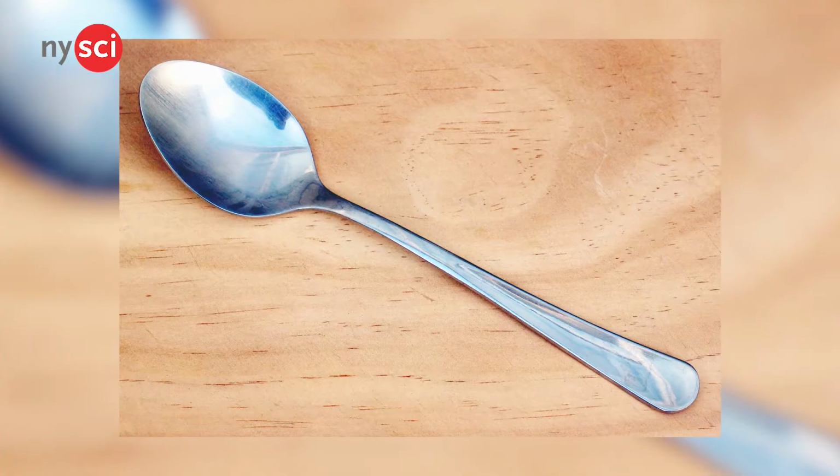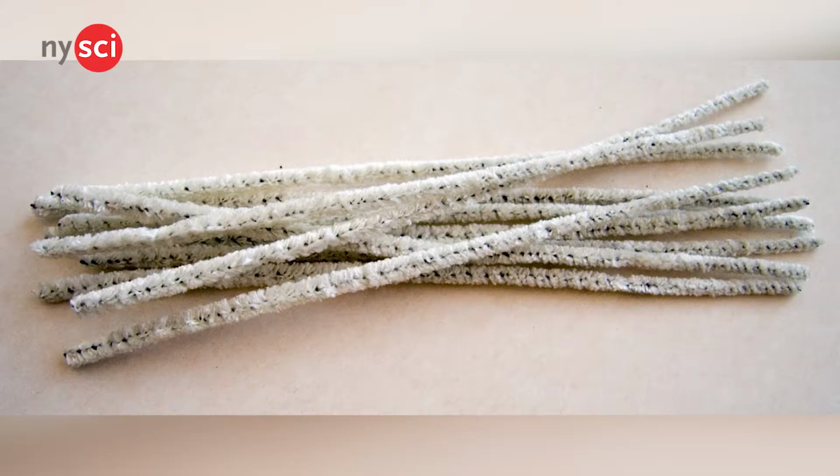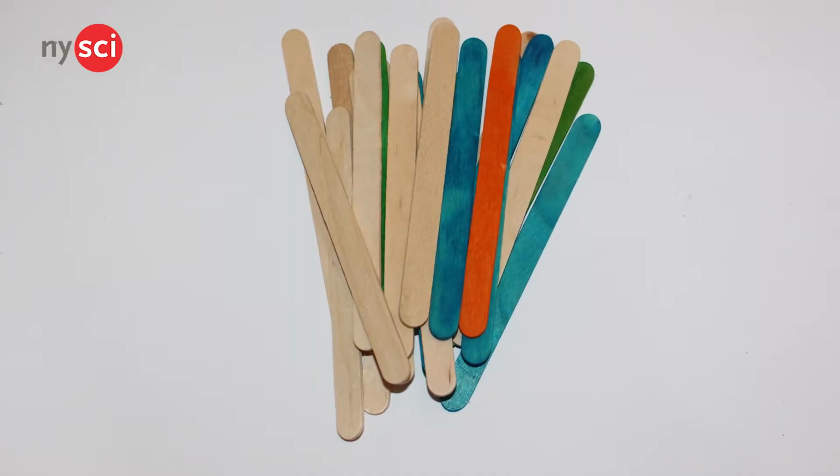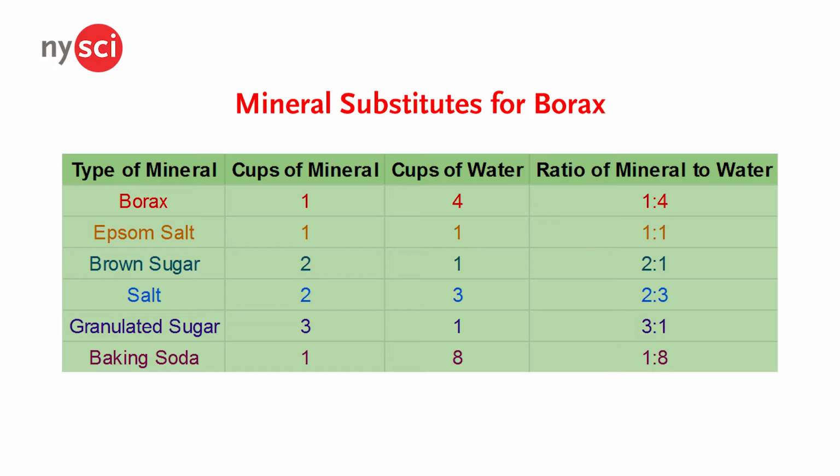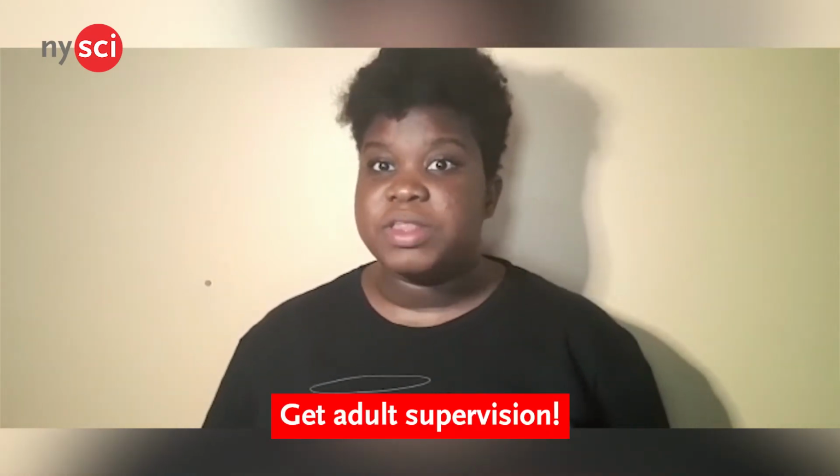Thanks, Anna. The materials needed to grow our crystals are borax, mason jars, spoons, hot water, pom-poms, pipe cleaners, and craft sticks. If you don't have any borax available, you can always substitute it with other minerals. Here's a handy table to show you how. You can also use this chart to help you determine how much water and minerals to use. After you have all your materials ready, grab an adult to help you with these next few steps.